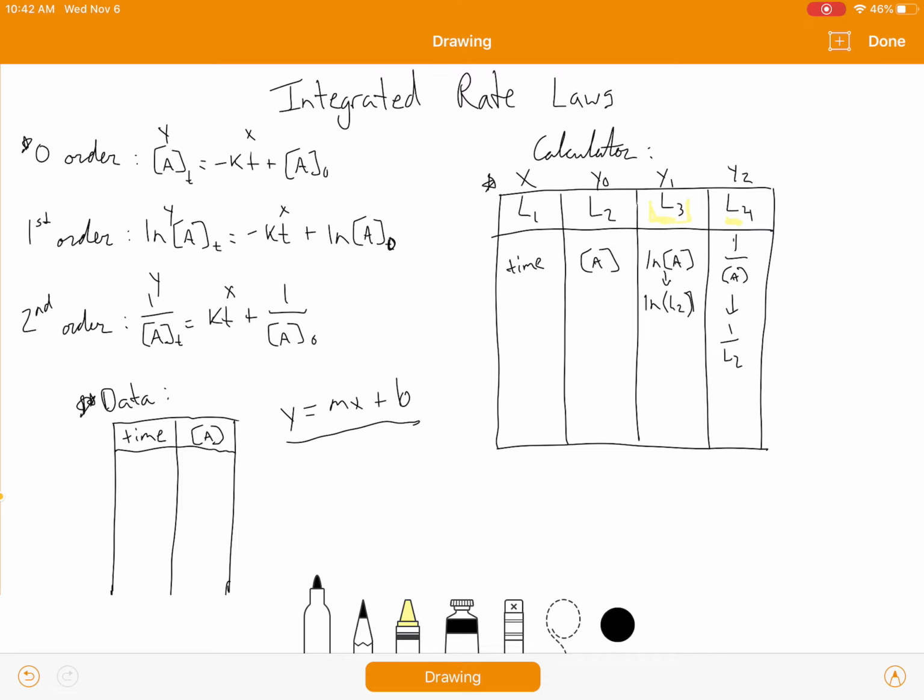You're going to do a linear regression where the x value is L1 and the y value is L2, and that will be for zero order. Then you can do L1 as x and L3 as y, and that would give you the first order situation. And then you can do the same for second order.